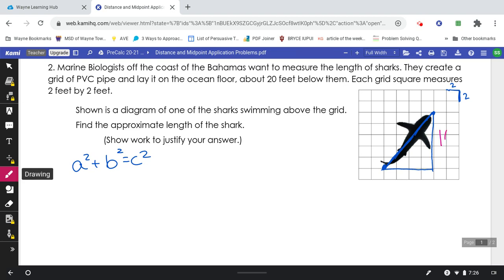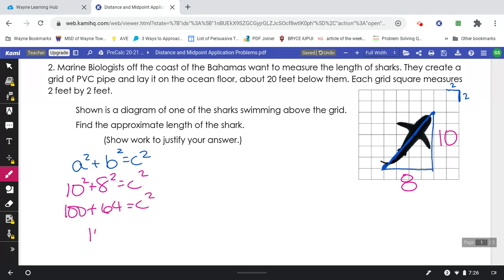So I'm getting this side to be 10, 2, 4, 6, 8, 10, and this bottom side to be 8. Again, I'm counting by 2s. 10 squared plus 8 squared equals c squared. Add those together, 164. And at the end, we always square root it.